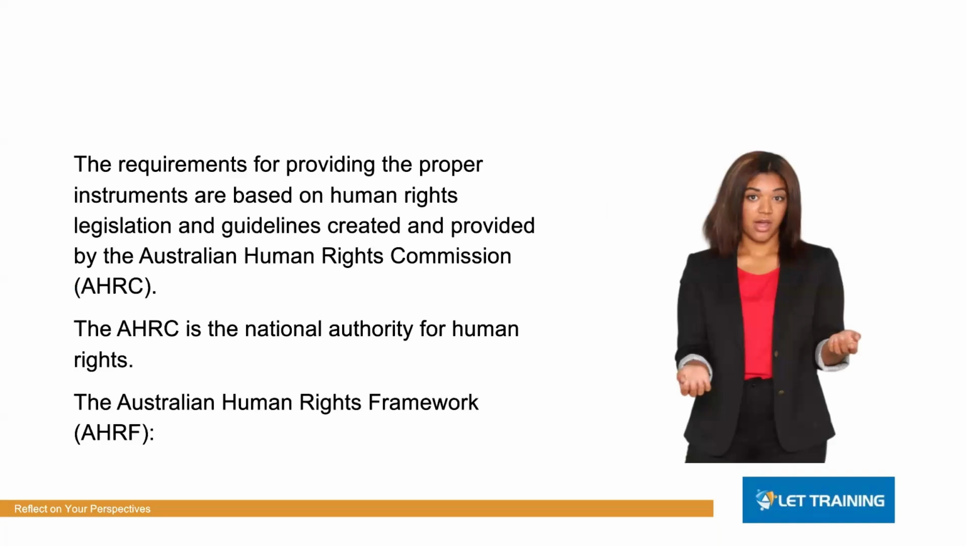The requirements for providing the proper instruments are based on human rights legislation and guidelines created and provided by the Australian Human Rights Commission. The AHRC functions include: address, investigate and conciliate complaints of discrimination, examine and investigate the enactment of the different pieces of anti-discrimination legislation and other Commonwealth and local legislation, inquire on organisational practices, policies or behaviours that breach a person or group's human rights, promote awareness of human rights and research on programs that can aid this endeavour, and report on any investigations or findings as necessary.